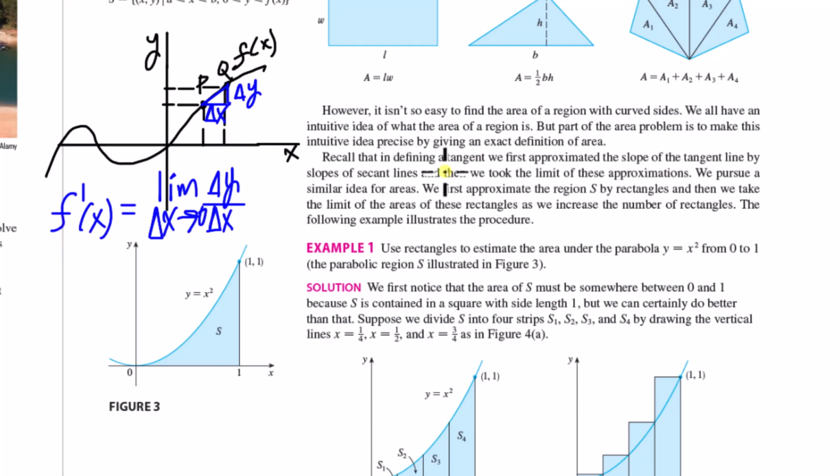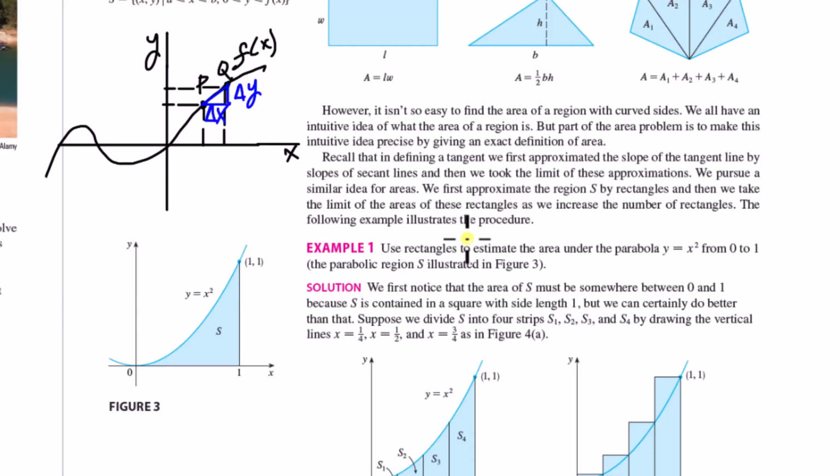Okay, so that's the mechanics of the limiting process that was used to solve the tangent problem. It says we pursue a similar idea for areas. We first approximate the region S by rectangles, and then we take the limit of the areas of these rectangles as we increase the number of rectangles. The following example illustrates the procedure.